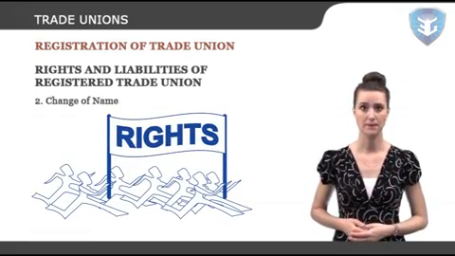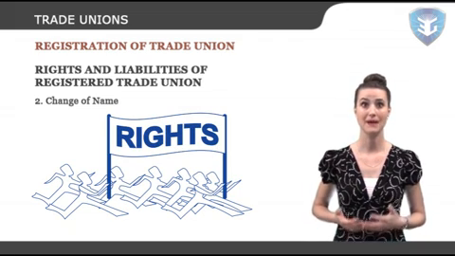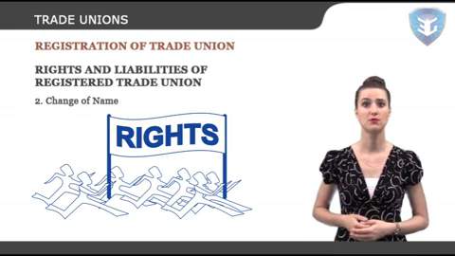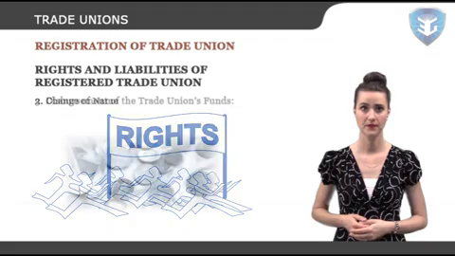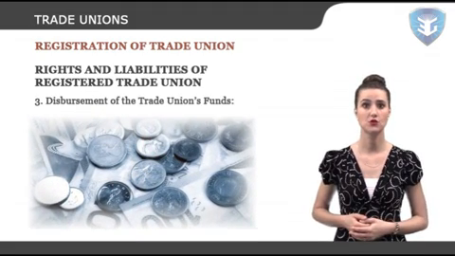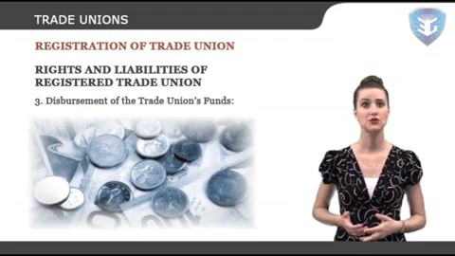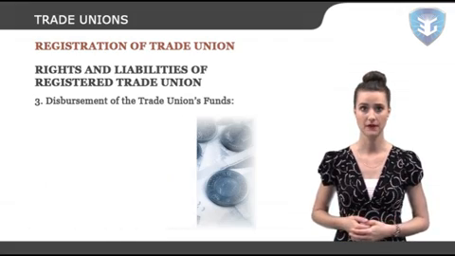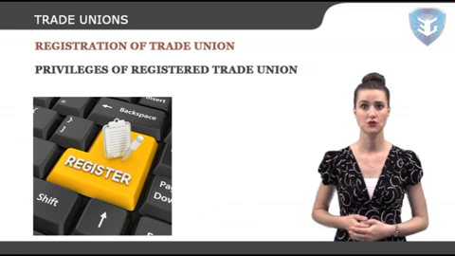2. Change of name. Any registered trade union may change its name with the consent of not less than 2/3 of the total number of its members, and subject to the provisions of Section 25. 3. Disbursement of the trade union's funds. The registered union maintains two types of funds: general fund and political fund. Privileges of registered trade union.